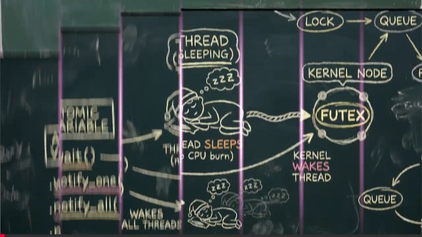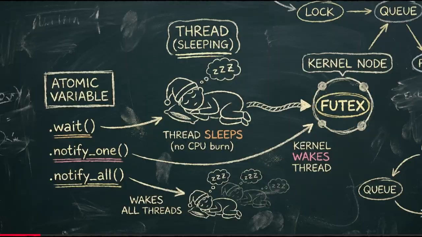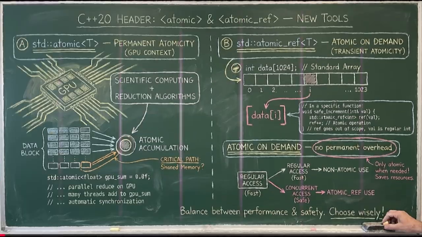It's awful. But proposals P1135R0 and P1135R3 completely changed the game. They added the wait, notify_one, and notify_all methods directly to atomic types. So no more spin locks. Right. Now, instead of spinning, your thread could efficiently yield its context back to the OS, go to sleep, and let the kernel wake it up using highly efficient underlying mechanisms like the Linux futex. And C++20 didn't stop there either.